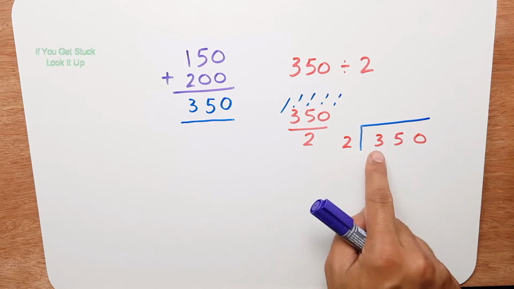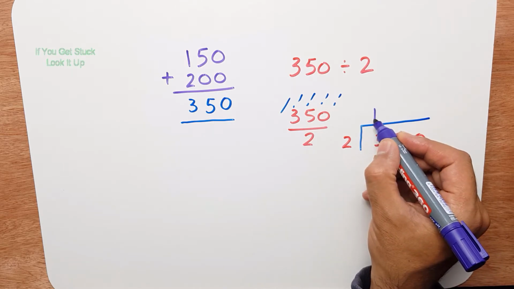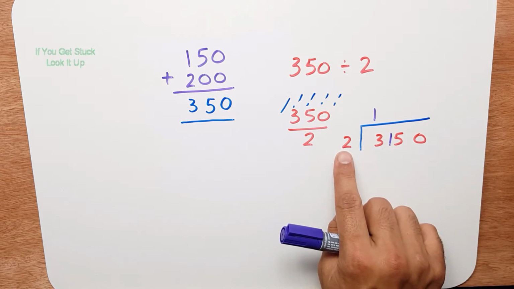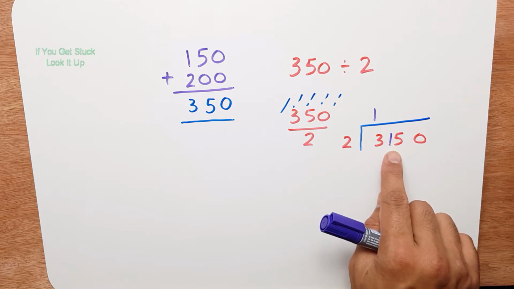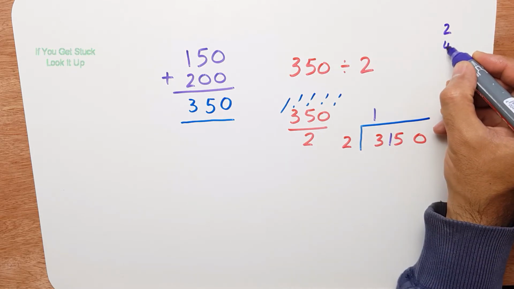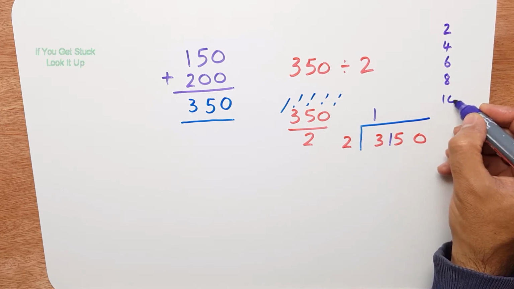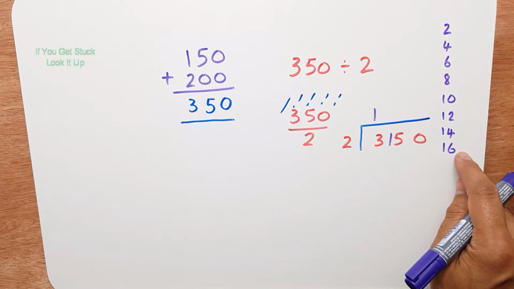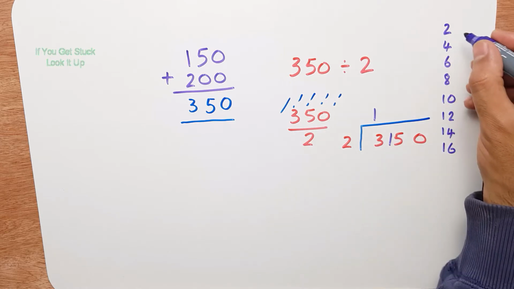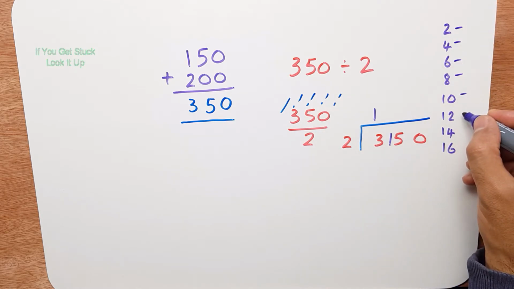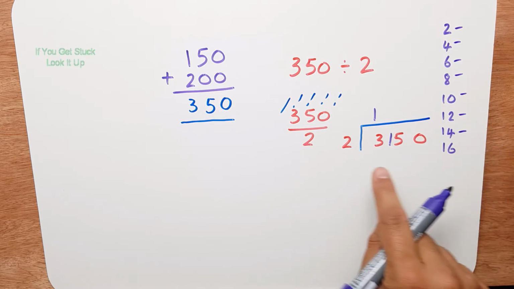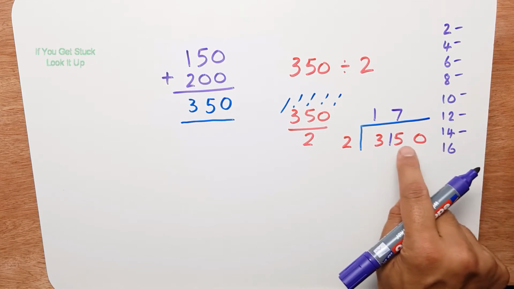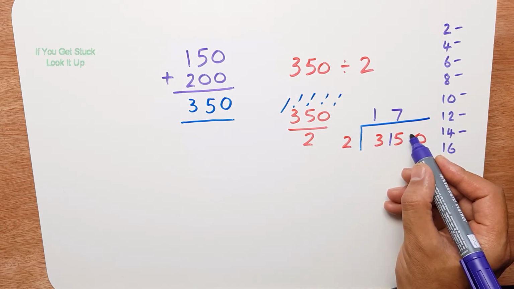Now, how many 2's are there in 3? There's 1. Remainder 1. And we have to carry the remainder over to the next column. Now, how many 2's are there in 15? So if you know your 2 times table, 2, 4, 6, 8, 10, 12, 14, 16. So we can stop there because we've gone past 15. So how many 2's are there? 1, 2, 3, 4, 5, 6, 7. So how many 2's in 15? 7. Now we've used 14 and we had 15. So there's a remainder of 1 and we carry that over.